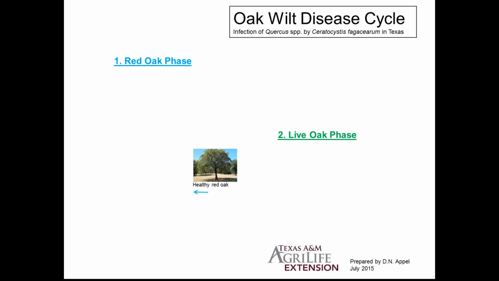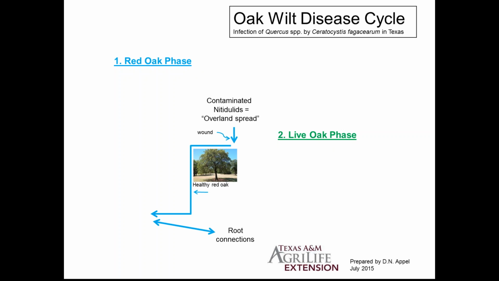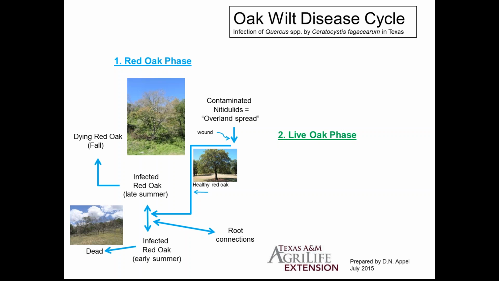Now, I'm going to go through this very rapidly, pointing out key parts of the disease cycle. We start with a healthy red oak. The red oak becomes diseased by the spread of a nitidulid beetle, a tiny insect which is carrying the fungus. The beetle must go to a fresh wound on the red oak in order to inoculate the tree. This red oak might be connected to another tree by root connections, root grafts, through which it would spread the fungus to that other tree. A couple of fates may happen to that red oak. It may get infected early in the summer and then die very quickly, or it may get infected late in the summer, at which point it will be dying in the fall.